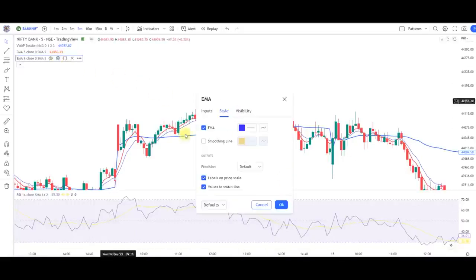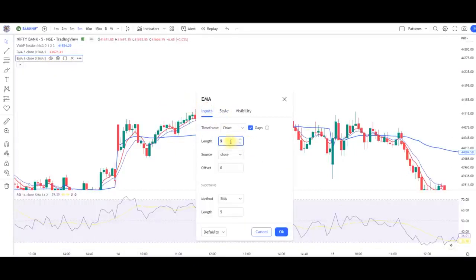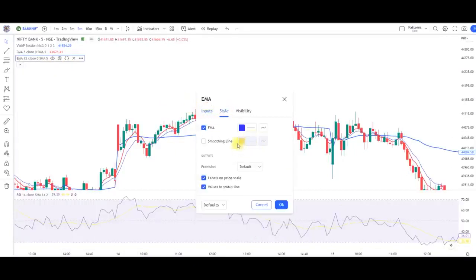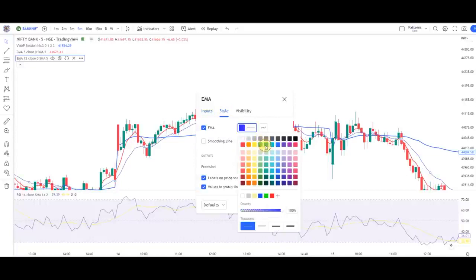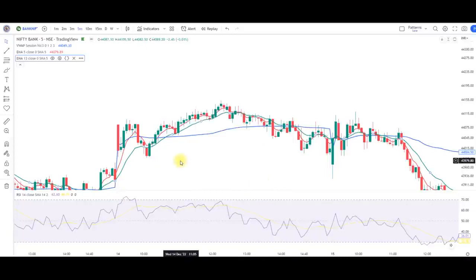Next EMA is the 13 EMA. So we'll go to the settings of the EMA, and change the length to 13, and I will make this color green. You can change the color according to your wish. So for my understanding, I have made the VWAP blue in color, 5 EMA is red in color and green is the 13 EMA.